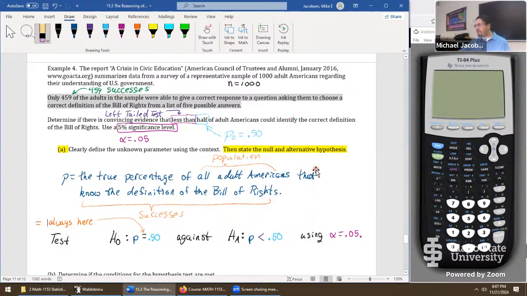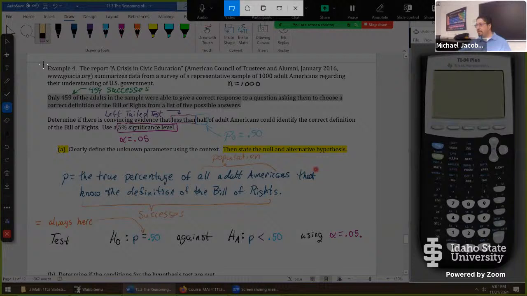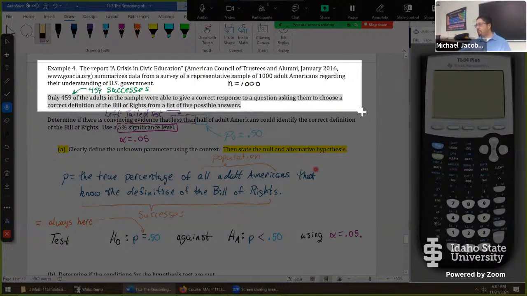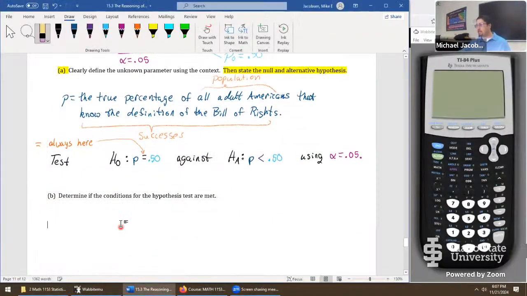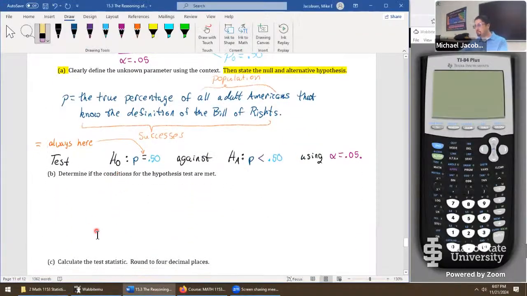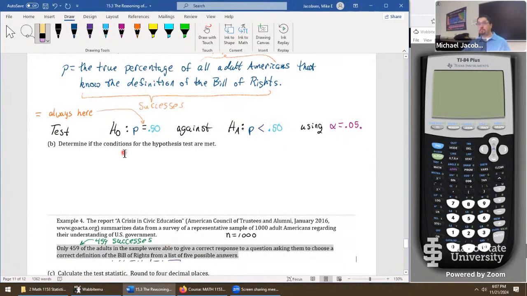Okay, for condition checking, let's do another screenshot. About right here should get us what we need. As far as determining the conditions are met, we'll go pretty much the same way as last time. We check if we have any information on randomization. There is none. That's always a concern. We're told the survey had a representative sample. So it looks like they probably just grabbed people who signed up, maybe to a workshop, something like that.